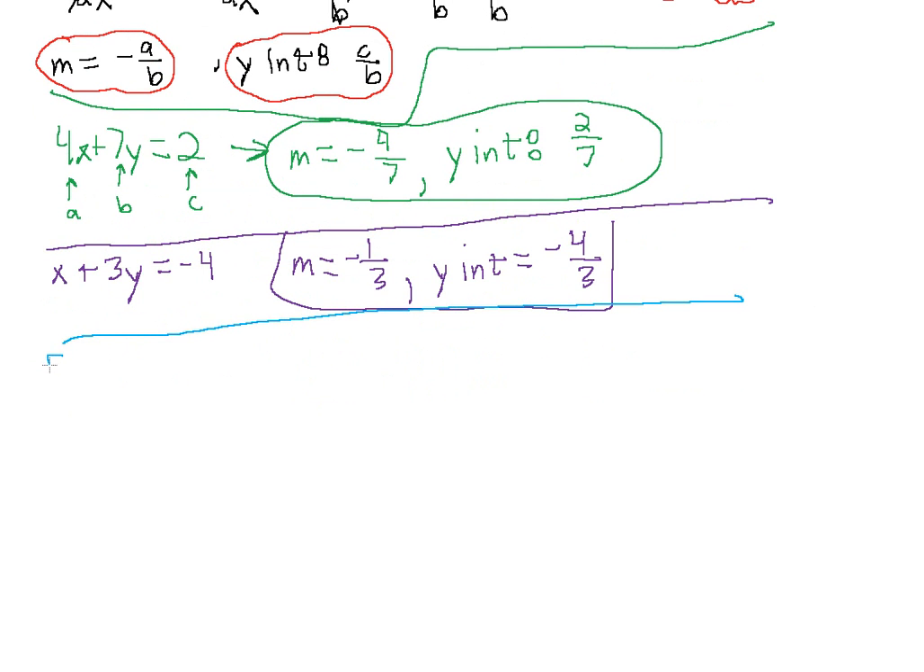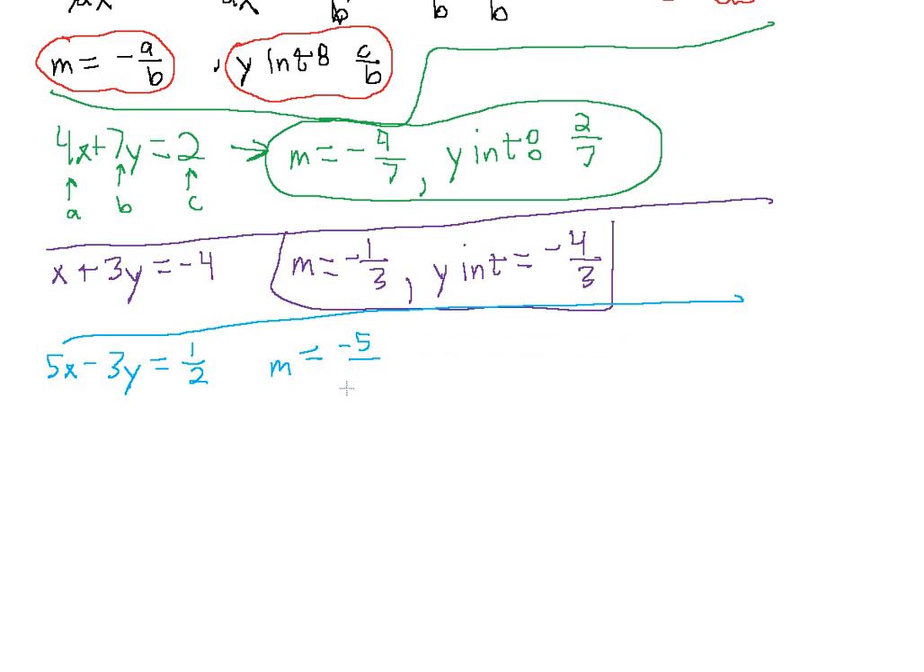Let's look at the equation 5x minus 3y equals 1/2. Okay, let's go ahead and find our slope. Our slope is minus a over b, so we have a minus 5 divided by, b is a minus 3 here.